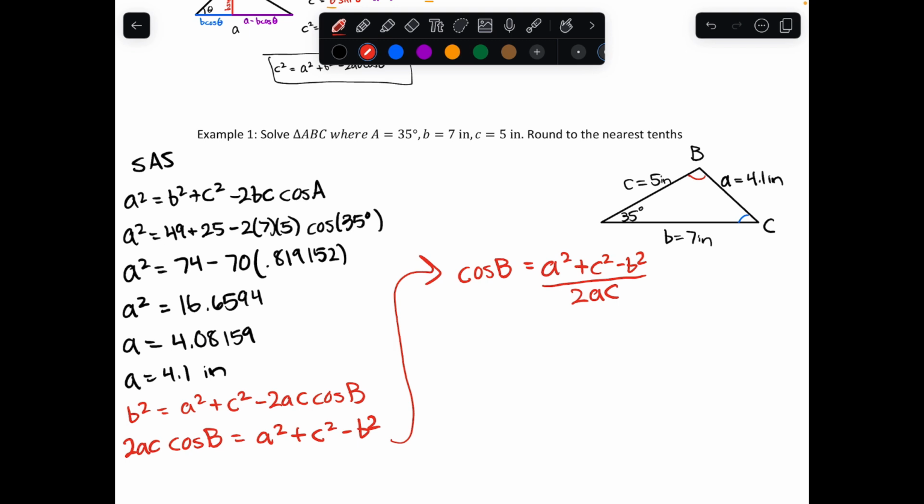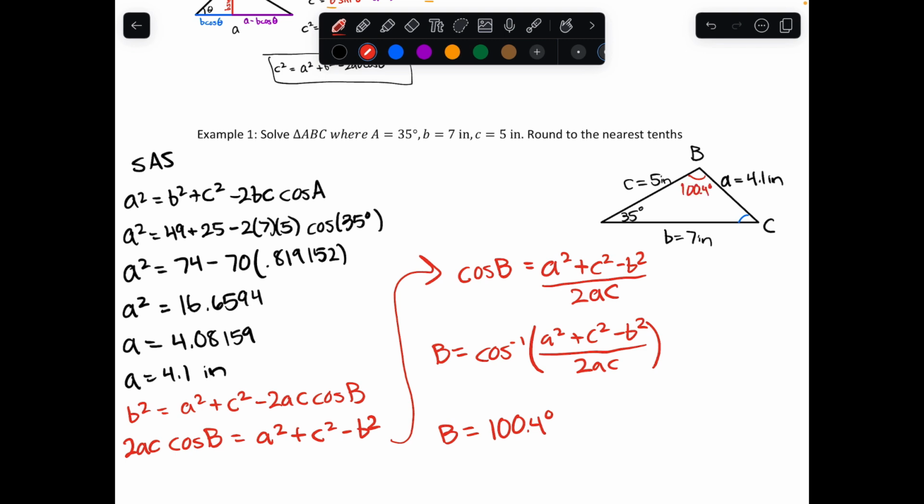Now I want the angle B. I don't want cosine of B. So I have to get rid of the cosine. So I'm going to do arc cosine or inverse cosine to both sides, and that'll leave me with just my angle. So B is equal to inverse cosine of A squared plus C squared minus B squared divided by 2AC. Now, if you plug the appropriate numbers in, we should get B is equal to 100.4 degrees after you round to the nearest tenths. So let's go ahead and fill that in. So we get 100.4 degrees.